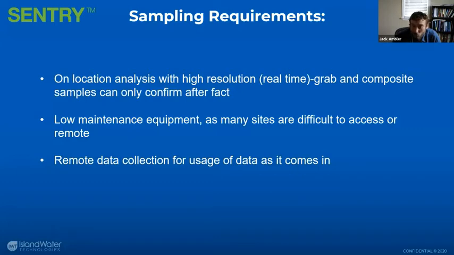And then we need remote data collection for usage as the data comes in. So you have to collect it quickly, and you have to be able to transport it to operators' hands as quickly as possible so they can take action on it.